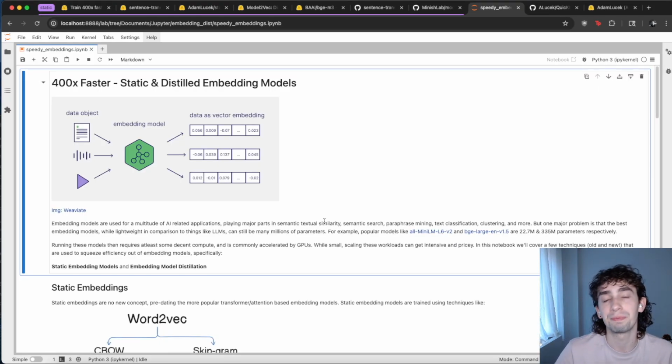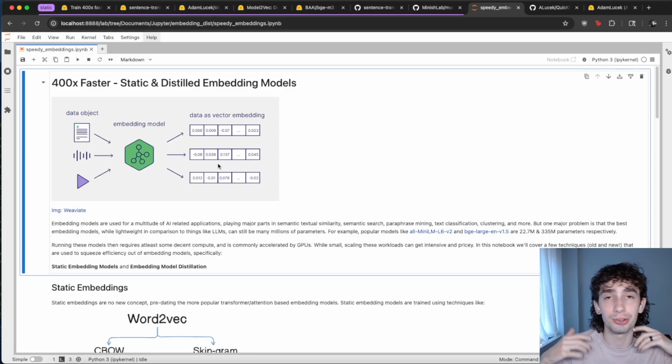As a quick refresher, embedding models play a huge part in the machine learning ecosystem, allowing us to do things like textual similarity, semantic search, paraphrase mining. It's even the kind of models that are behind actually highlighting the piece of text in an article that's best to answer a question that you input if you Google it.